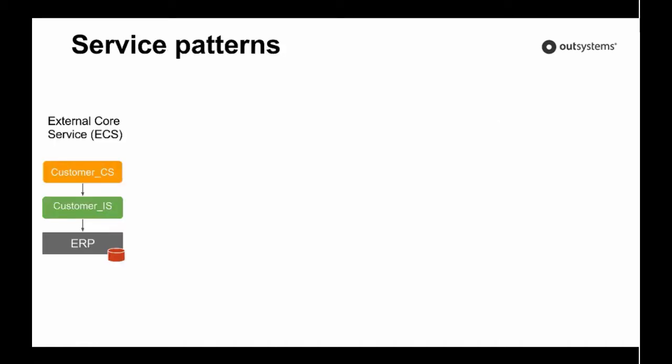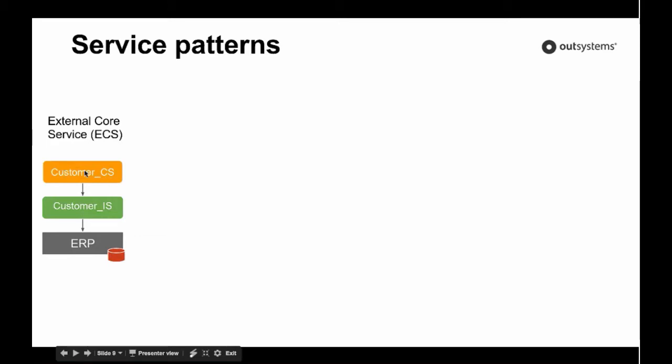So we have the first pattern, which is an external core service, and I'm calling this external core service because the concept in this example, the concept of a customer, is actually represented in an external system. This is the master of the customers. Okay? So the normal pattern is that I just add an integration service, and then I create my extended logic or my own extended business rules at my customer core service.